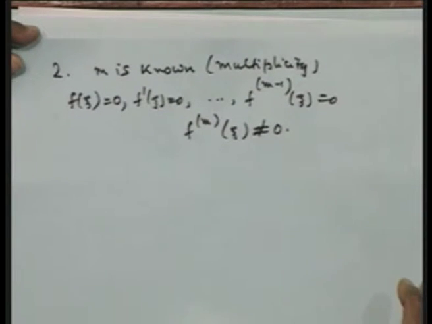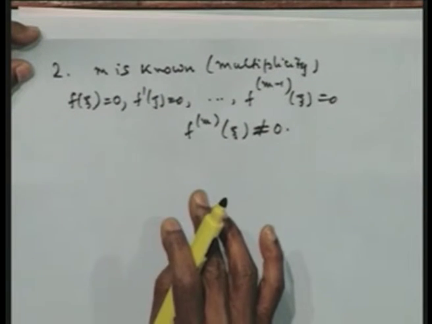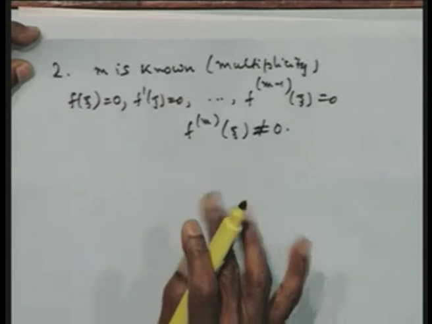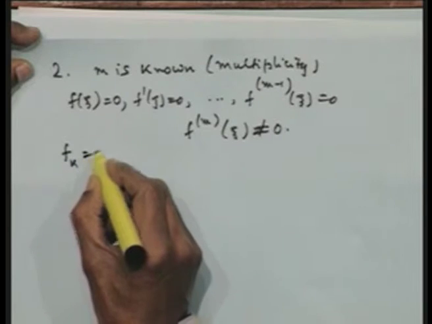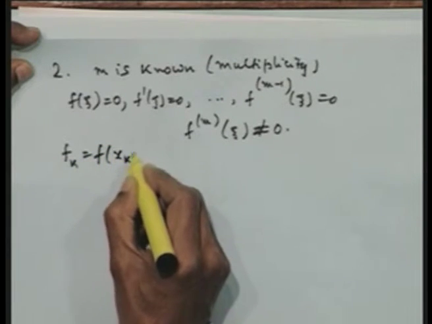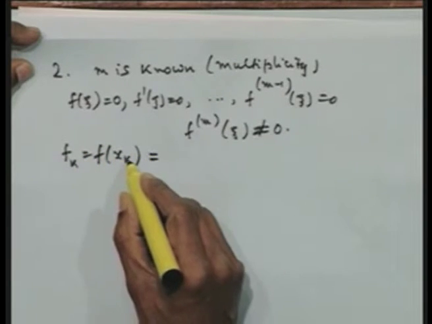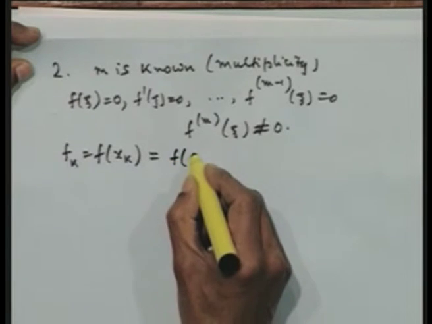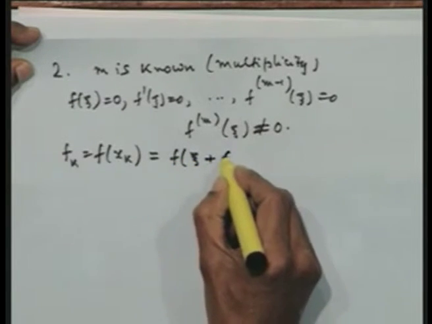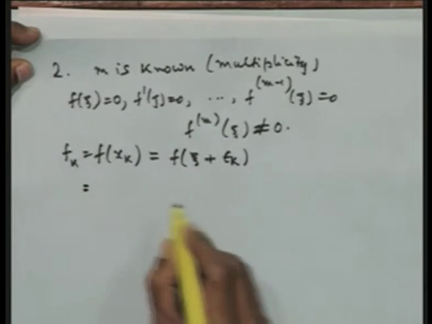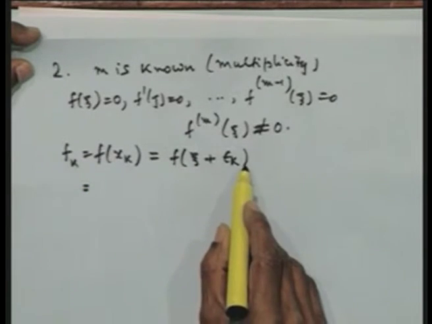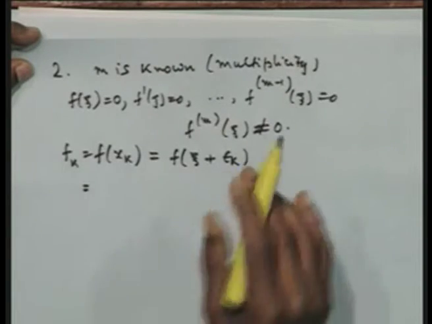I would like to have a look at what happens in the error analysis, as we have done in the Newton-Raphson method. Let us start with the definition of f k. The definition of f k is f of x k, and x k is the exact solution plus the error. Now, I would expand this in Taylor series. We are just following the steps that we have done for showing the error analysis of the Newton-Raphson method.